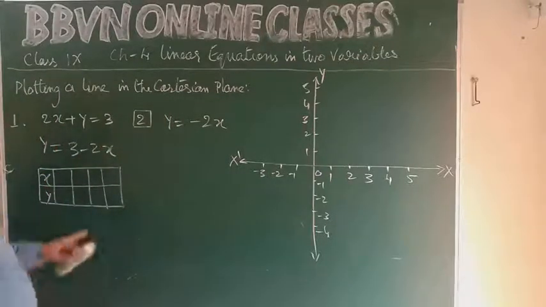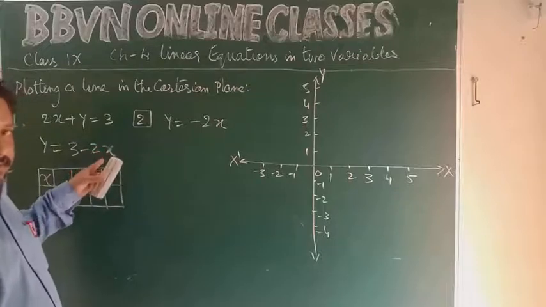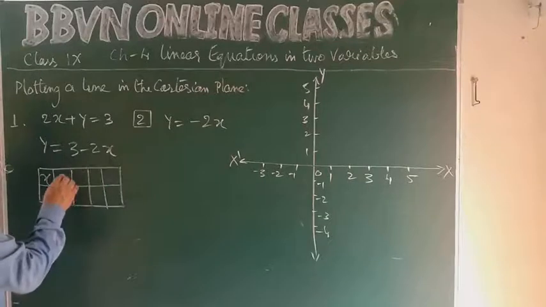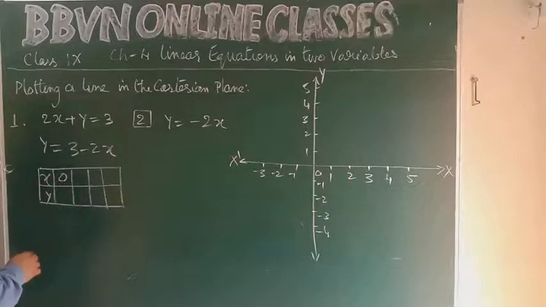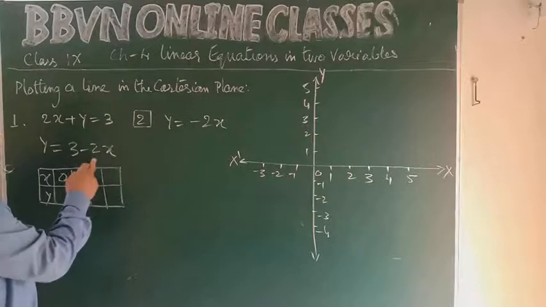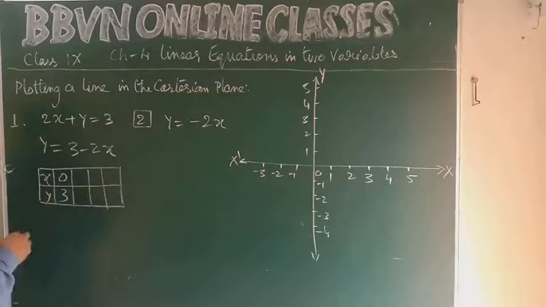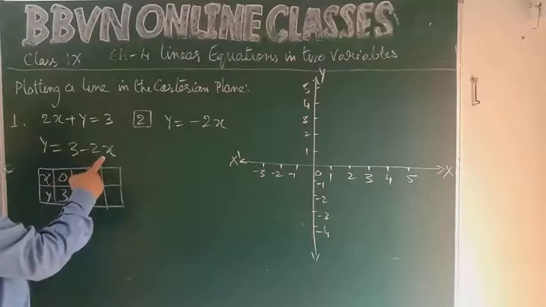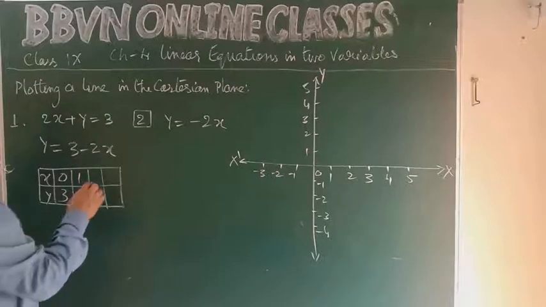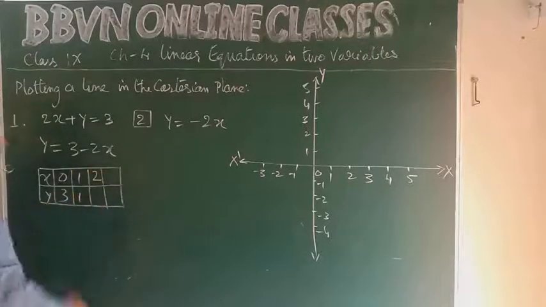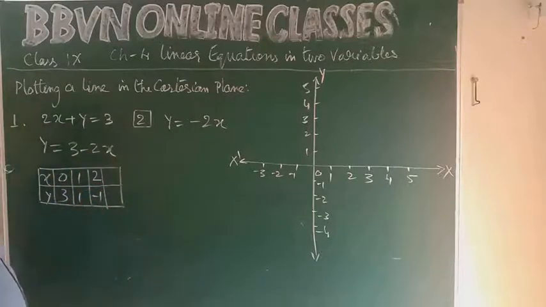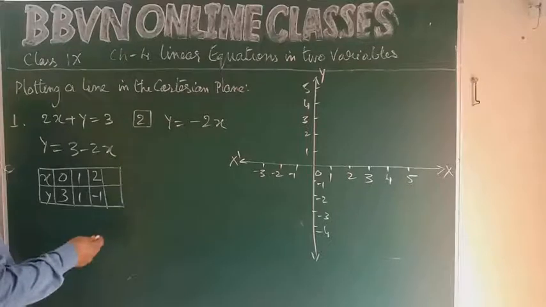Now here I will assume the values of x. On substituting them, I will get the values of y. If I take x equal to say 0, 2 into 0 is 0, 3 minus 0, 3. If I take x equal to 1, 2 into 1 is 2, 3 minus 2, 1. If I take x equal to 2, 2 into 2, 4, 3 minus 4 is minus 1. 3 points are sufficient. Even if you want, you can take some more points.